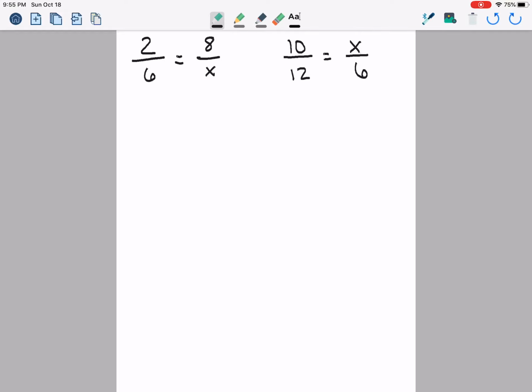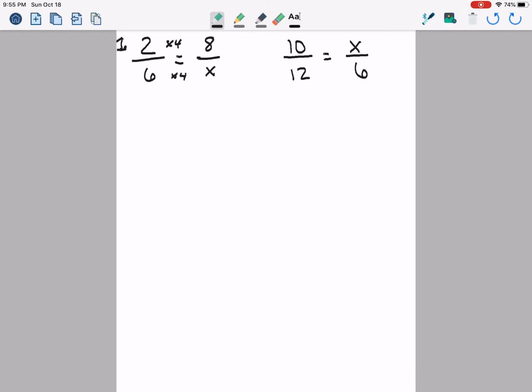So I'm going to show this first problem right here. Number 1. Okay. So I'm going to look at 2 and 8. Since I'm going up, I'm going to be looking at multiplying, and we're going to be scaling up. 2 times what equals 8? Well, 2 times 4 equals 8. So what I do on top, I have to do on the bottom.